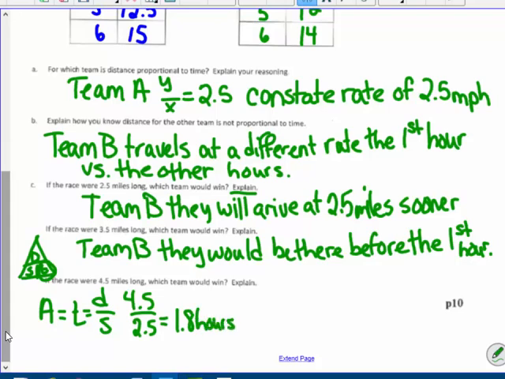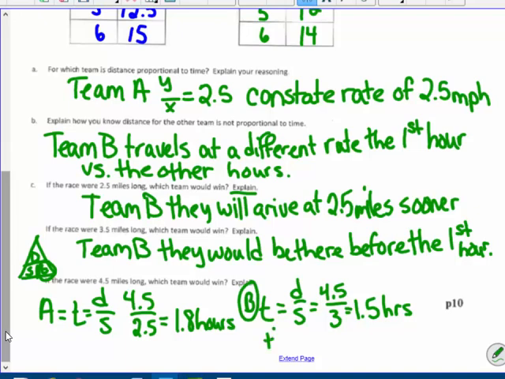Team B, time would be equal to distance divided by speed. So the distance is 4.5. Their speed at that point is 3. So I would get 1.5 hours. So Team B is going to get there. Which team would win? Team B would, because again, they're going to get there sooner. And you can see it in my work. They will arrive sooner.